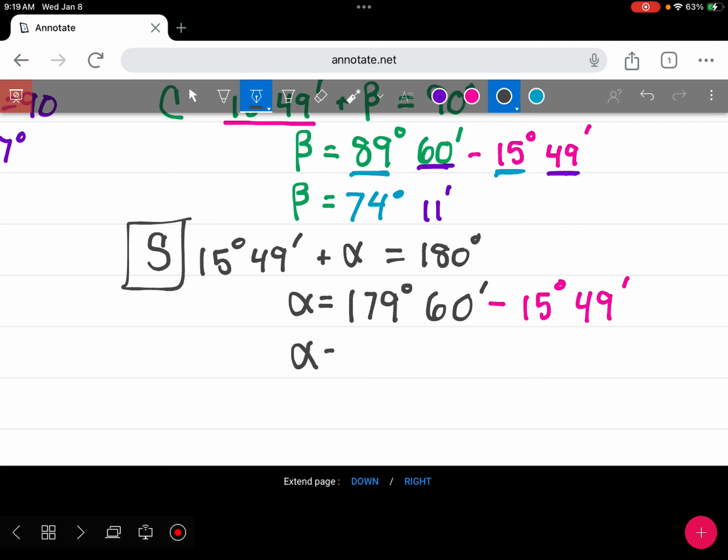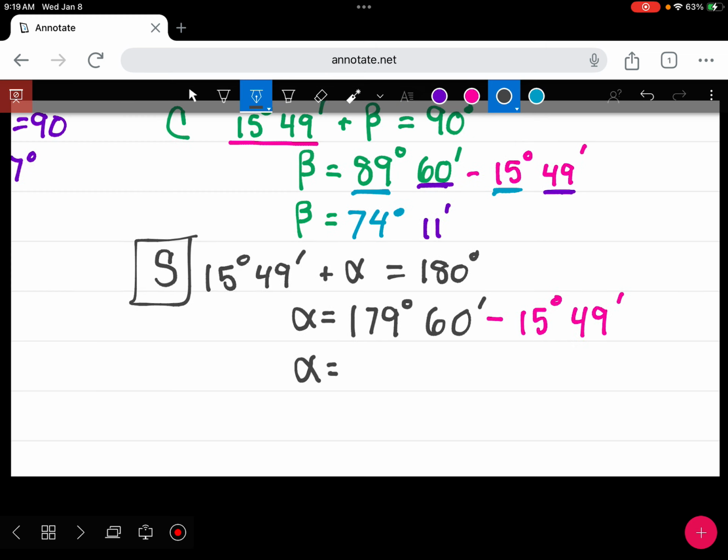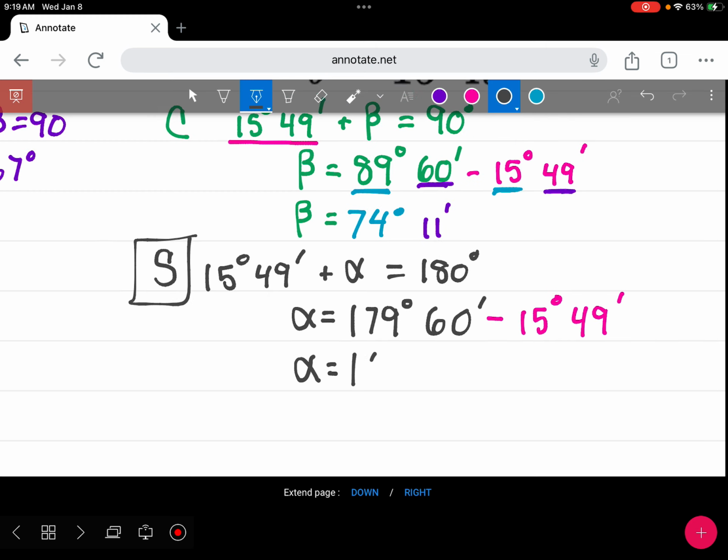So what are we getting for our supplementary angle here? 164 degrees and 11 minutes.